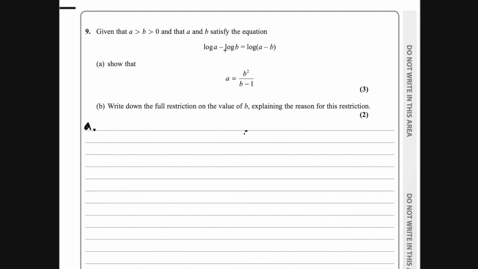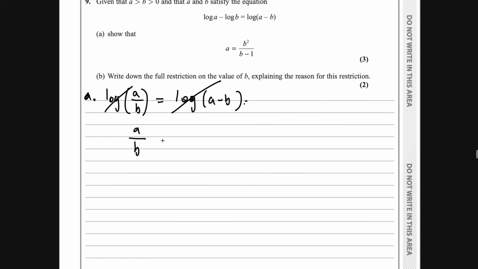So instantly we can see that we've got a subtraction between logs, and with that we can use the subtraction rule, so that log A minus log B is the same as log A over B, and that's going to equal log of A minus B. And since now we've got logs with the same base 10 on both sides of the equal sign, we can get rid of the log, such that A over B equals A minus B.